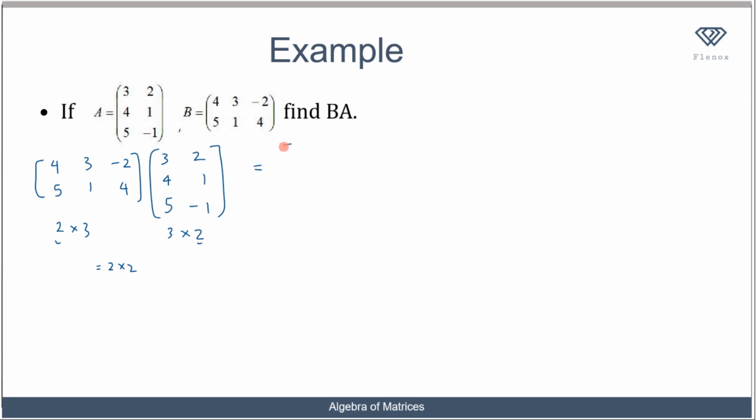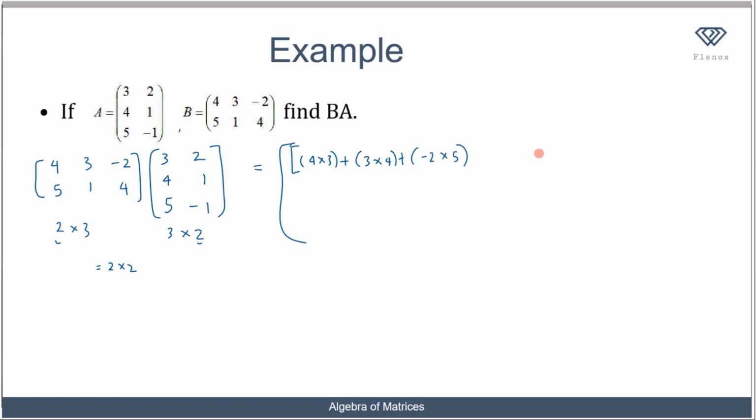So now when we have this, what do we do to get the first element in the 2 by 2 matrix? We multiply the first row by the first column. So over here, we are going to have what? The first row times the first column. 4 times 3 plus, we are going to have 3 times 4 plus, I'm going to have minus 2 times 5.